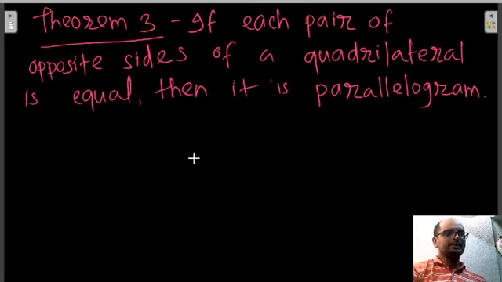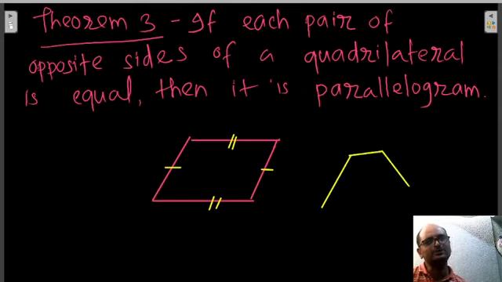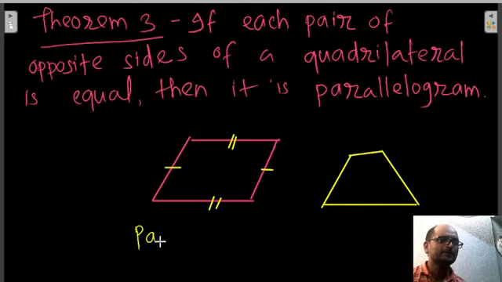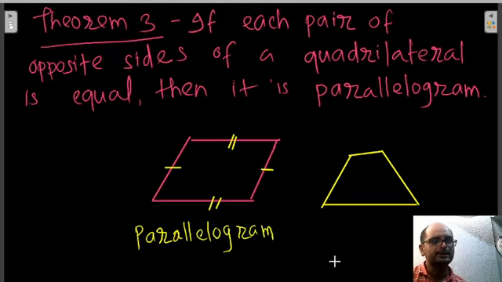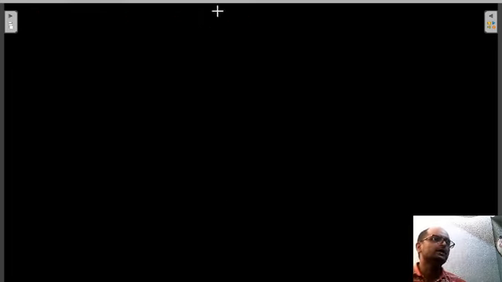See, this is very simple. If these two opposite sides are equal, then it is a parallelogram; otherwise it is a trapezium, which we saw in the types. In this case, this side is equal to this side, and this side is equal to this side, so this is a parallelogram. But if these sides are not equal, I will call it a trapezium. You understood theorem number 3? Okay, we'll move on to the fourth theorem.